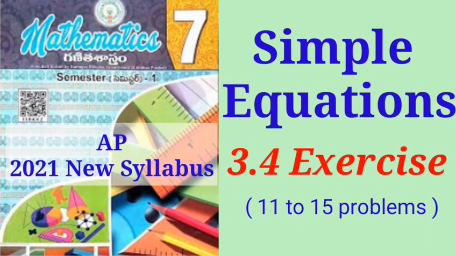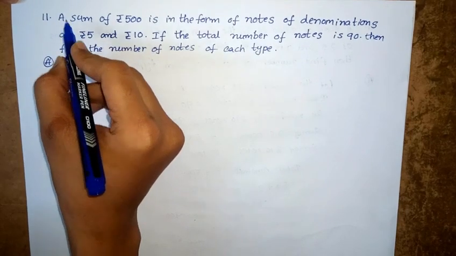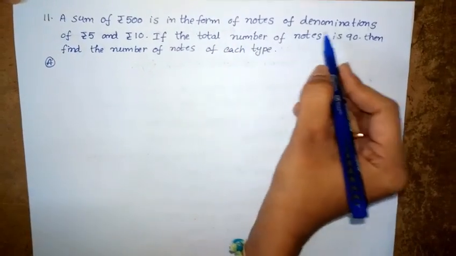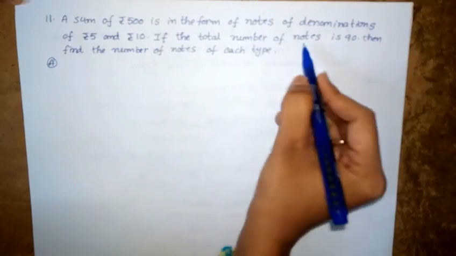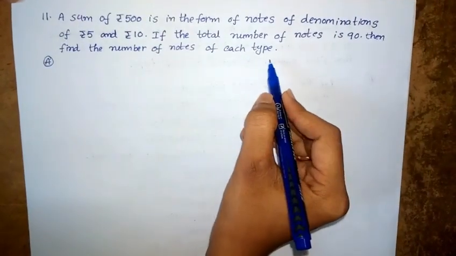Now I am going to explain 7th class, 3rd chapter, Simple Equations, exercise 3.4, 11th problem. A sum of 500 rupees is in the form of notes of denominations of 5 rupees and 10 rupees. If the total number of notes is 90, then find the number of notes of each type.